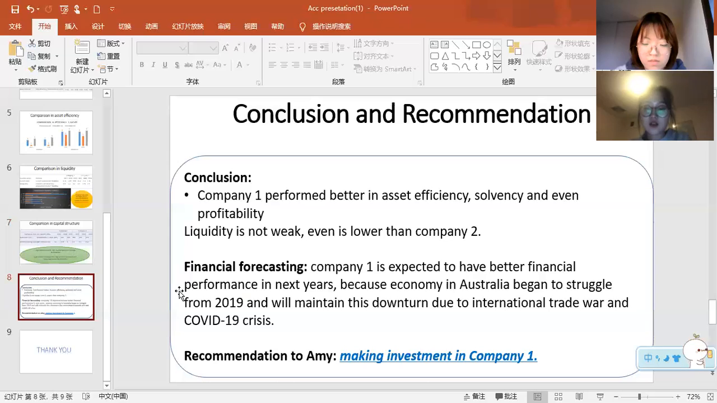In addition, we also have financial forecasting for the companies. Company 1 is expected to have better financial performance next year because the economy in Australia began to struggle from 2019 and will maintain this downturn due to the international trade war and coronavirus disease. As a result, our recommendation to Amy is making an investment in company 1.